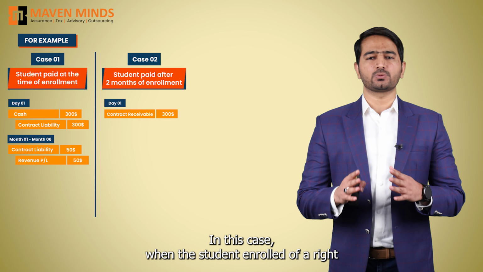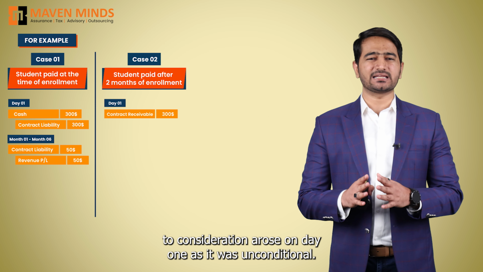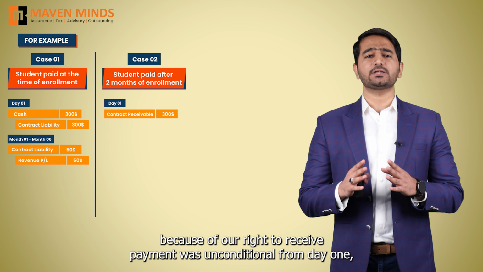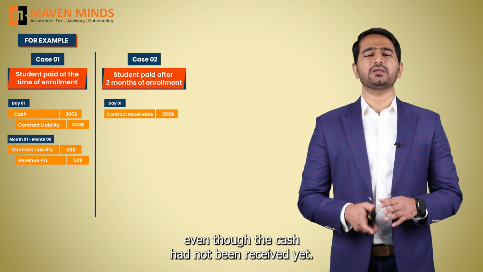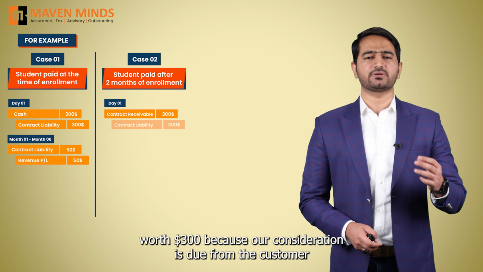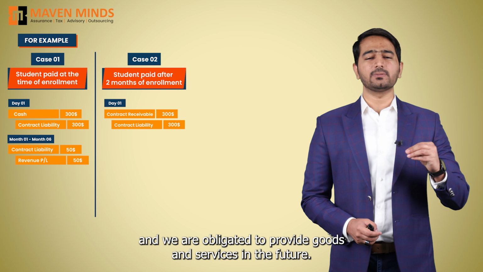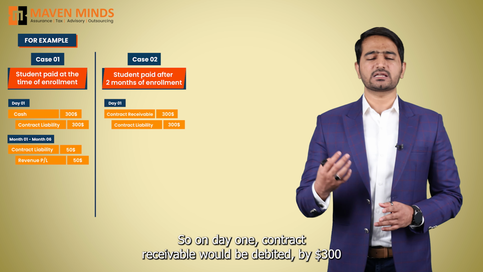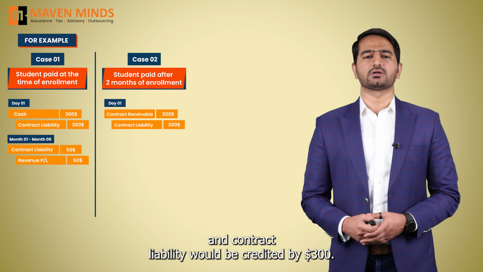In this case, when the student enrolled, our right to consideration arose on day 1 as it was unconditional. So we debited the contract receivable by $300 because our right to receive payment was unconditional from day 1, even though the cash had not been received yet. On the other side, we will credit contract liability by $300 because our consideration is due from the customer and we are obligated to provide goods and services in the future. So on day 1, contract receivable would be debited by $300 and contract liability would be credited by $300.